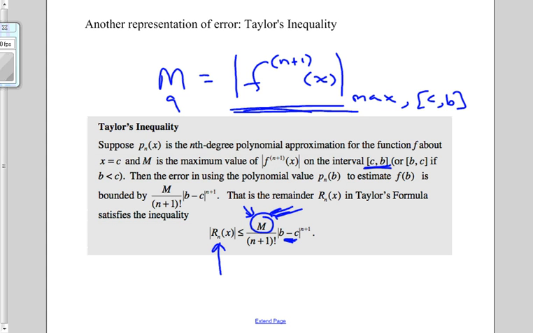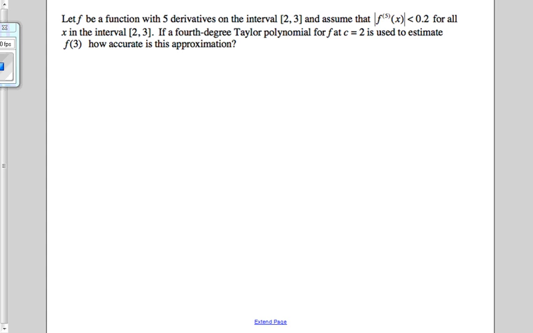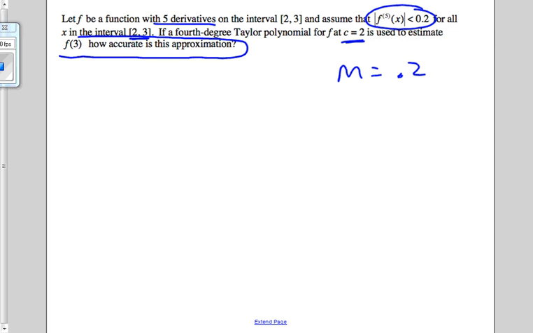Let's actually put this to work. It says let f be a function with 5 derivatives on the interval 2 to 3, and assume that the absolute value of our 5th derivative on x is less than 0.2. So let's start interpreting some of this. It's got 5 derivatives. We know our 5th derivative is less than 0.2, so our M value is 0.2. That's the biggest our 5th derivative could be for all x in this interval 2 to 3. It says if a 4th degree polynomial for f at c equals 2 is used to estimate f of 3, how accurate is this approximation?